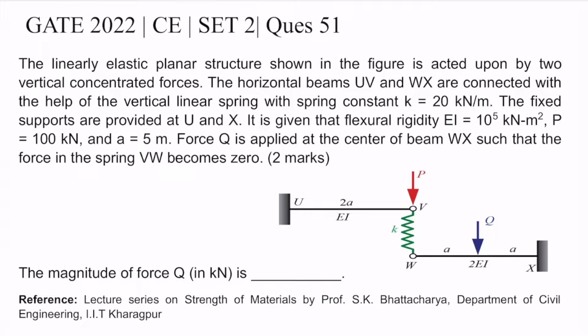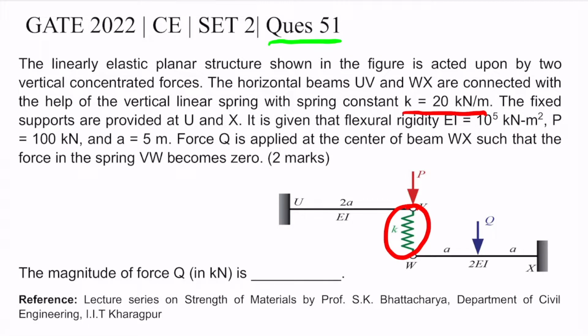Everyone, today I'll be discussing question number 51 of Set 2, GATE Civil Engineering 2022. The linearly elastic planar structure shown in the figure is acted upon by two vertical concentrated forces. The horizontal beams UV and WX are connected with the help of a vertical linear spring with a spring constant K, 20 kN per meter.